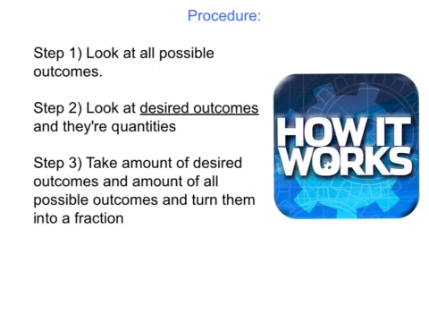The procedure. Step 1: Look at all possible outcomes. Step 2: Look at all desired outcomes and their quantities. A desired outcome is an outcome that you're focusing on, meaning it's a specific outcome that you need to or want to find out about. Step 3: Take the amount of desired outcomes and the amount of all possible outcomes and turn them into a fraction.